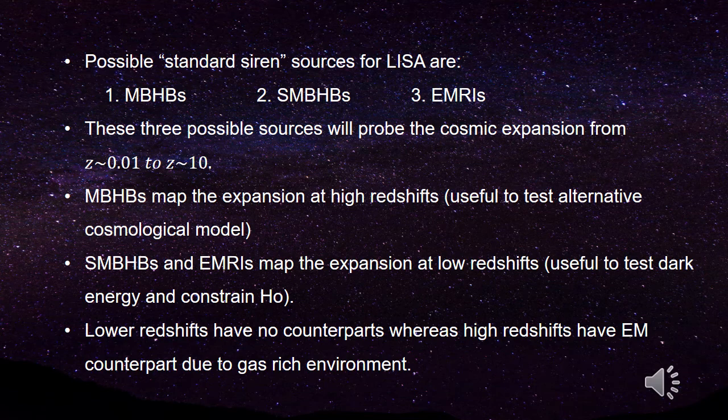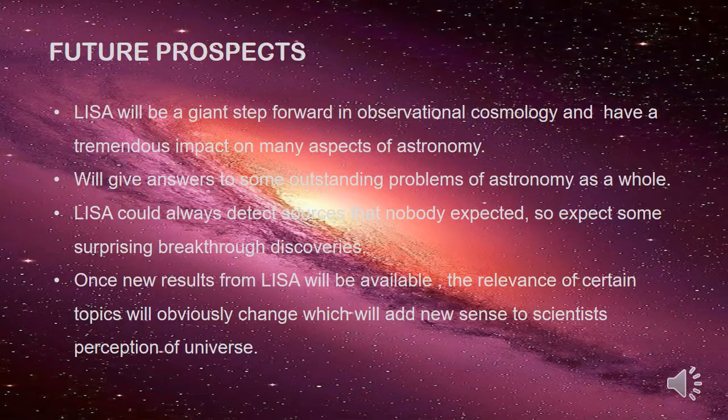MBHBs map the expansion at high redshifts, which is useful to test alternative cosmological models. SMBHBs and EMRIs map the expansion at low redshifts, which is useful to test dark energy and constrain the Hubble constant. Lower redshifts have no counterparts, whereas high redshifts have electromagnetic counterparts due to their gas-rich environments.